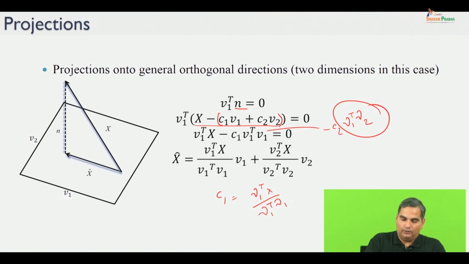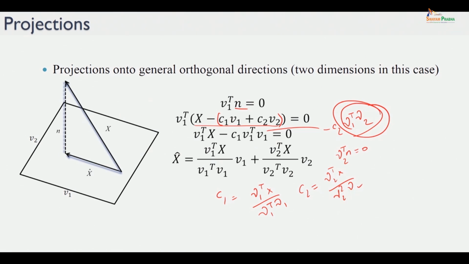Now, you could use the same idea and then do the calculations for nu2 transpose n equal to 0. And when you do this, again you use this fact that nu2 transpose nu1 or nu1 transpose nu2 equals 0, because these are orthogonal directions, and then you will end up with this equation for c2, which will be nu2 transpose x divided by nu2 transpose nu2.